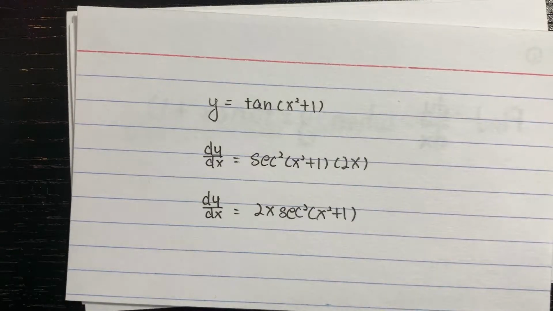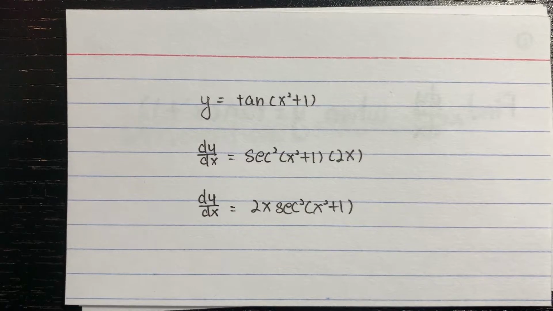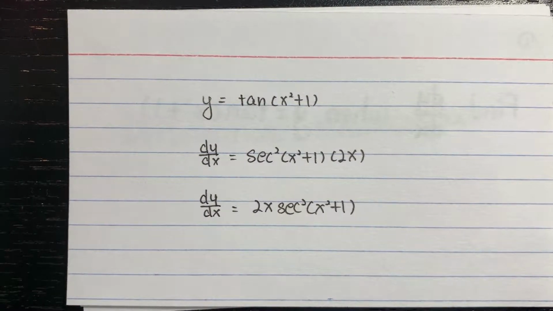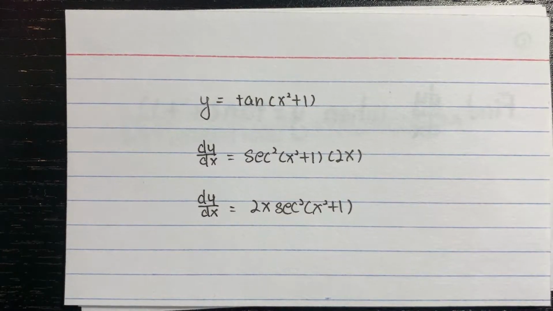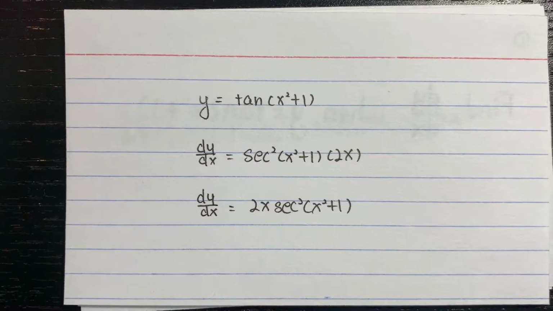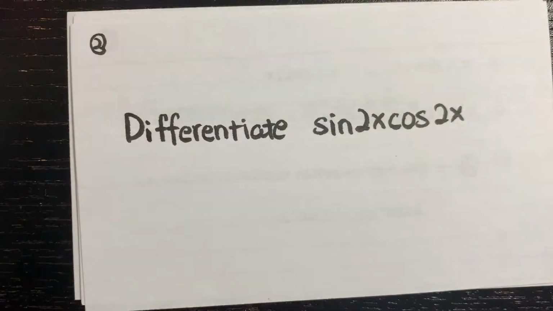So we have the function y equals tan(x squared plus 1), and we use both the chain rule as well as the differentiation of tangent. So we first get sec squared times (x squared plus 1), but however, this is not the final differentiation of this function. We still have to differentiate x squared. So you times 2x, and the final answer is 2x times sec squared (x squared plus 1). And that's it. It's very easy.